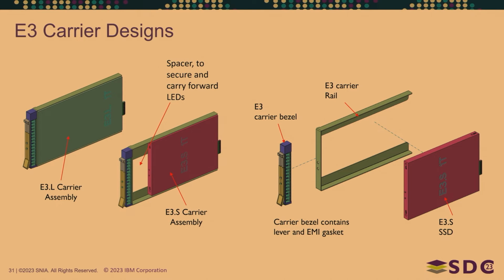So really quick, what do carriers look like with E3? We think it's pretty trivial to design a carrier that can support both short and long devices. And so you can see that it's easy to fit them in. The only challenge here really is getting your LEDs translated out to the front of your carrier bezel. So you'd have some sort of light pipes or something to get them out.